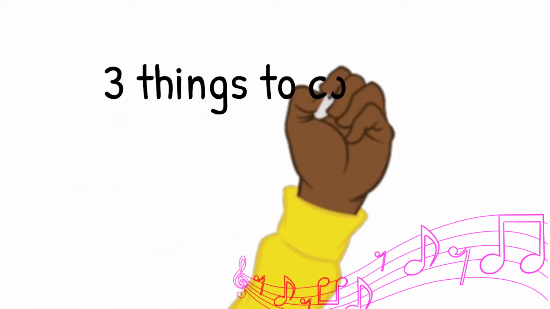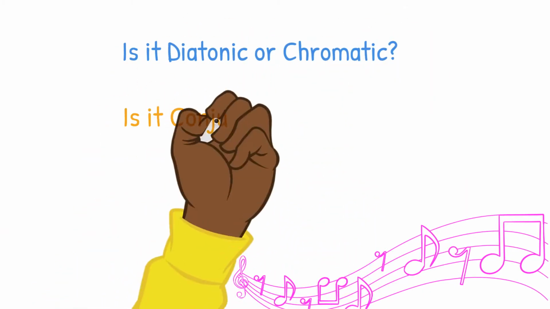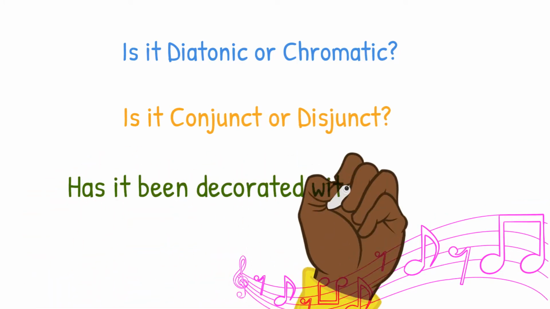When discussing melody, there are three main things that you need to consider. Is it diatonic or chromatic? Is it conjunct or disjunct? And has it been decorated with ornaments?